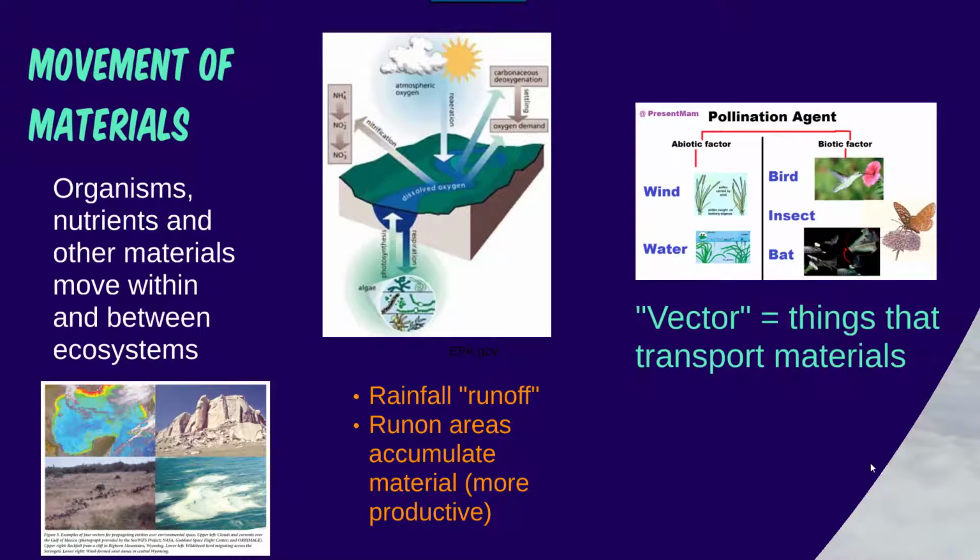In addition to these mechanisms of moving materials, we also have vectors, which is anything that's going to transport materials. Quite often we'll hear of vectors referring to birds and insects and bats and other pollinating creatures. So in addition to the abiotic factors that can be vectors, such as wind and water, we also have biotic factors that are able to move resources.